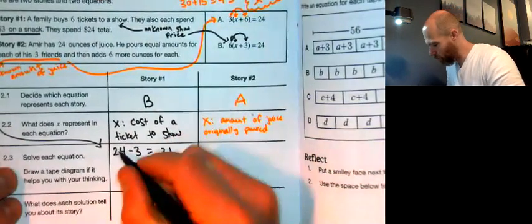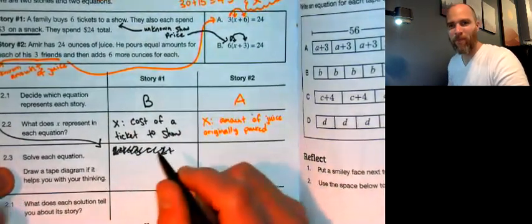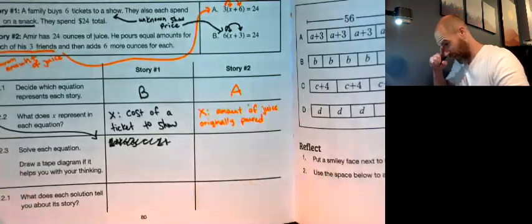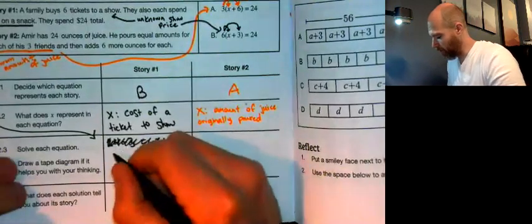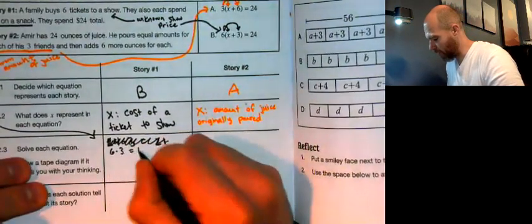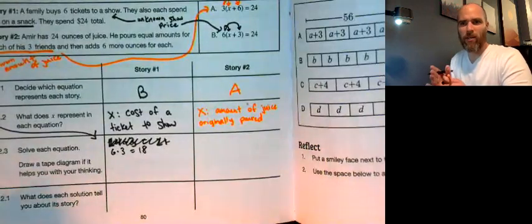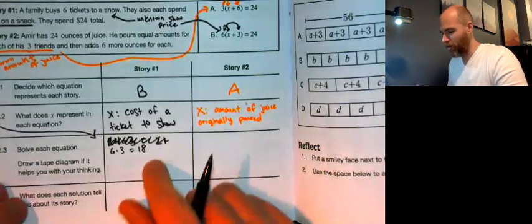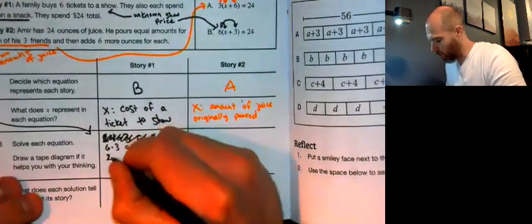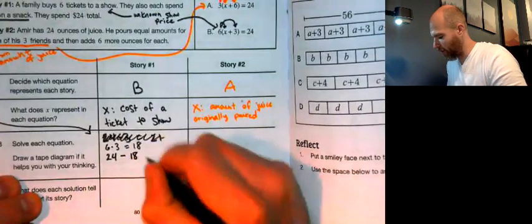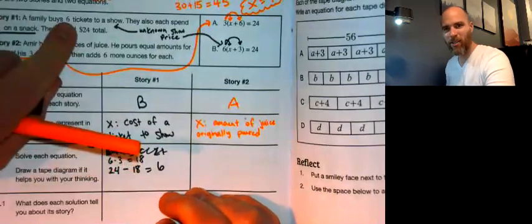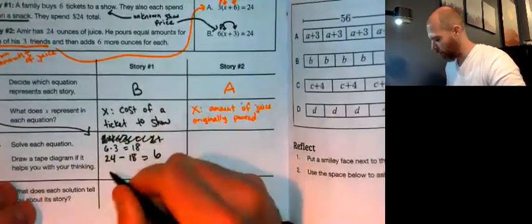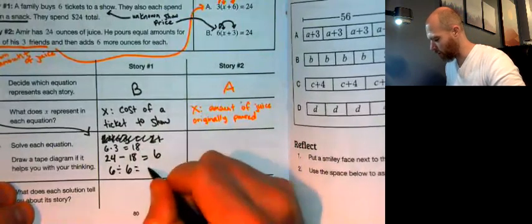So if they each spend $3 on a snack, and there's 6 people in the family, first I'm going to do 6 times 3 equals 18. Right? 6 people spending $3 each on a snack, that's $18. So now let me take 24, the total dollars, subtract 18, and I get $6. There's $6 left over, and they still haven't bought their 6 tickets to the show. So I think it's pretty obvious that each ticket must cost $1.